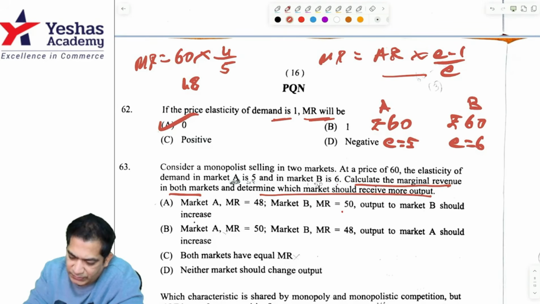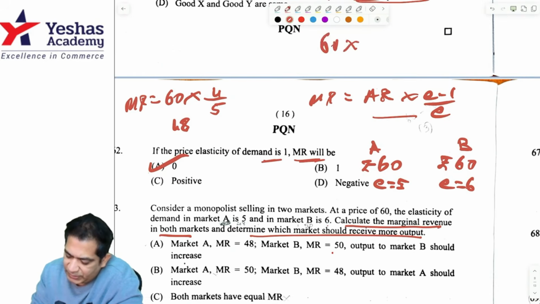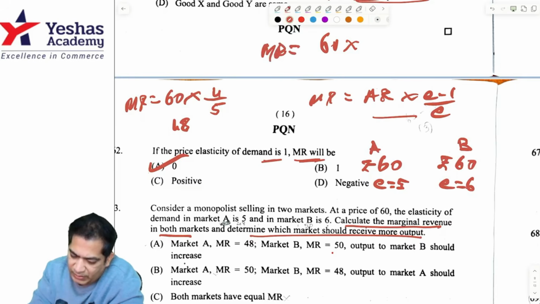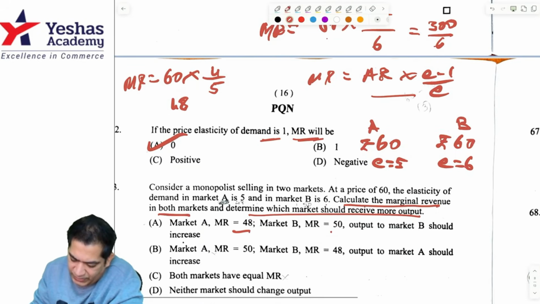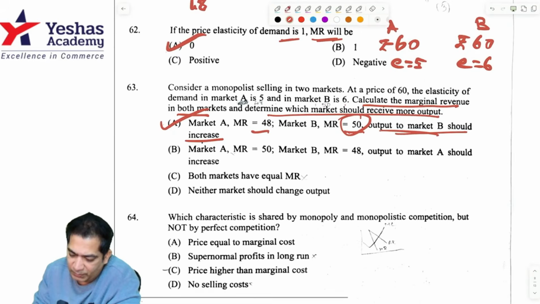And in the other case, same thing, 60 multiplied by (E minus 1) by E. Sorry, here it is 6 minus 1, 5, so 5 by 6. That is 300 by 6, so that will be 50. So 48 and 50. MR is more in the case of market B. So output in market B should increase. Wherever the MR is more, there should be more output.